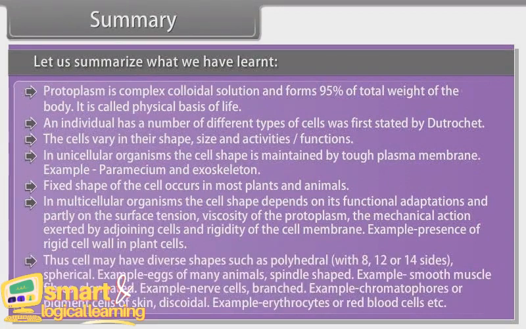Thus, cells may have diverse shapes such as polyhedral with 8, 12 or 14 sides, spherical, for example eggs of many animals, spindle-shaped, for example smooth muscle fibers, elongated, for example nerve cells, branched, for example chromatophores or pigment cells of skin, discoidal, for example erythrocytes or red blood cells, etc.